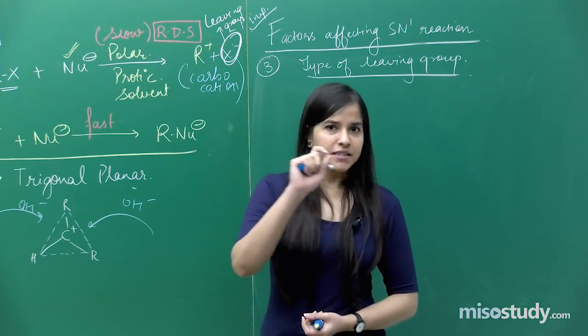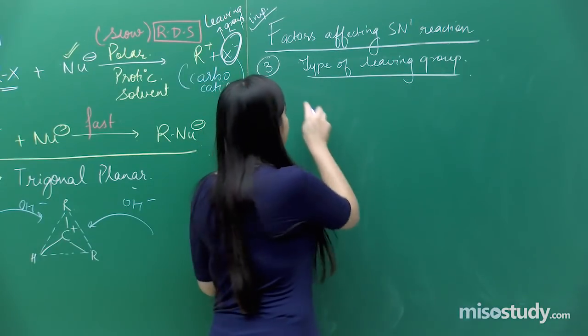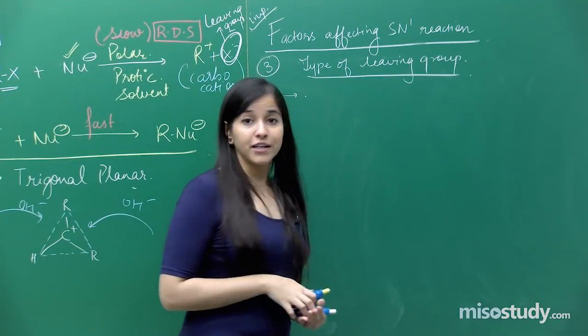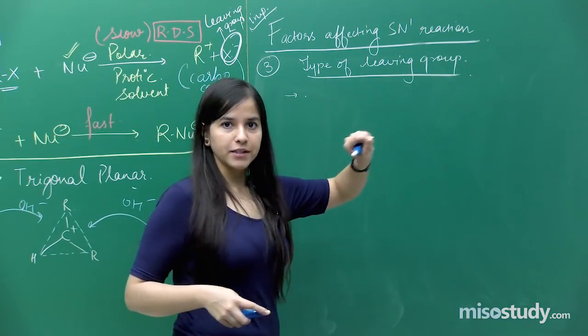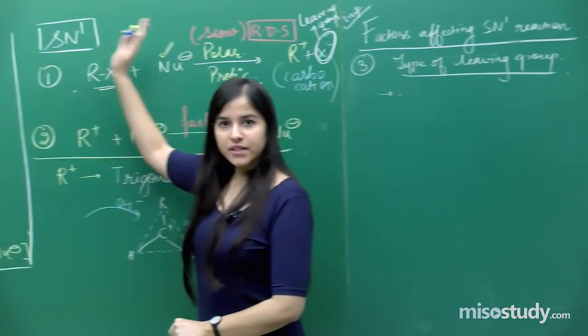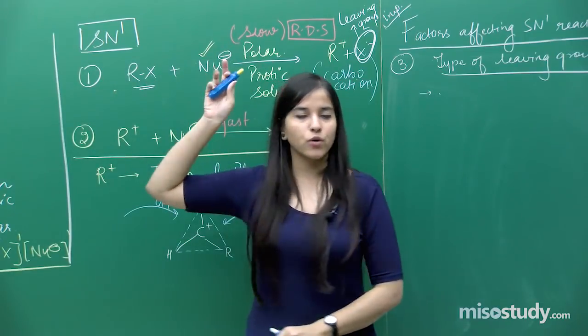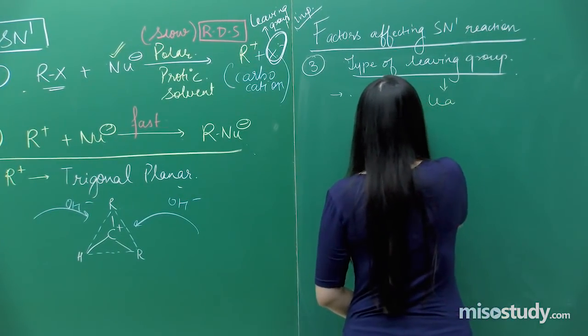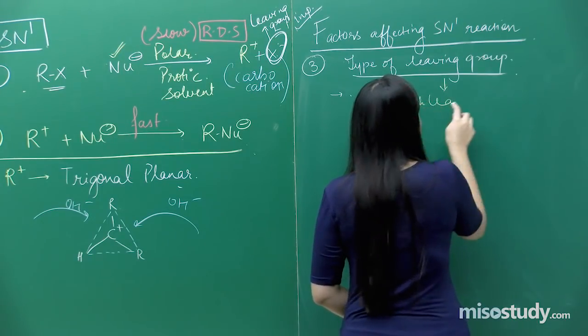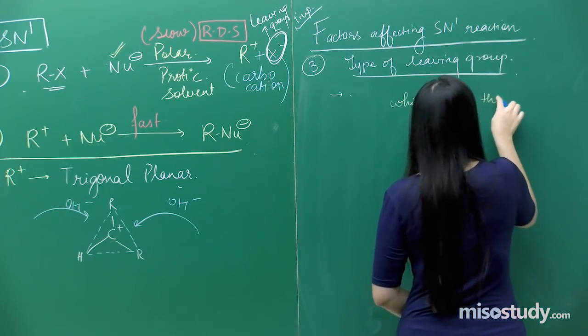Otherwise, I'm explaining and giving you a general idea of it, right? So the general idea, what is a leaving group basically? It is what leaves the vicinity, which leaves the substrate, that is what the leaving group is.